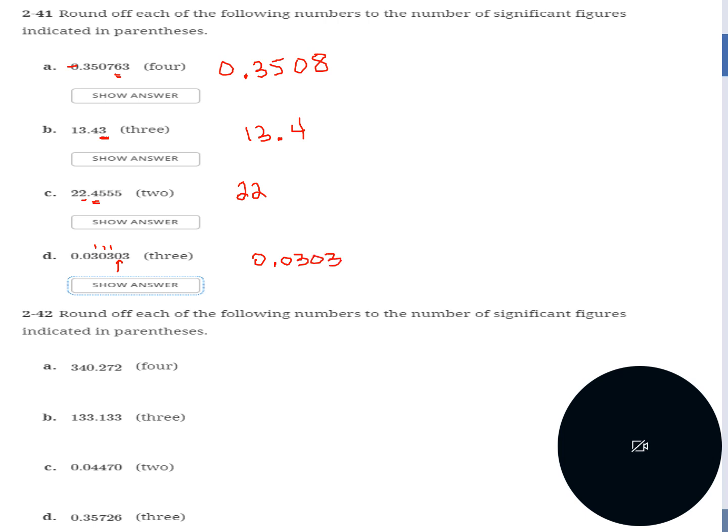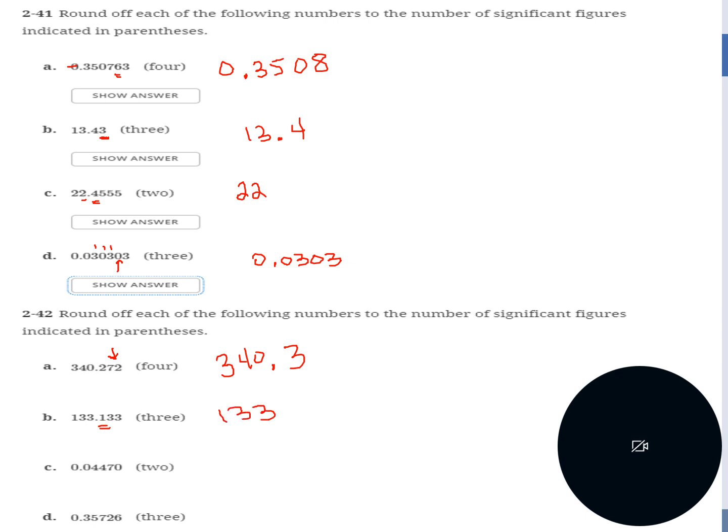Looks like the next one is a very similar question. We want 4 significant figures, so we look to the 5th digit and we look to that 7. It's big enough to make us want to round up, so 340.3. 3 significant figures, we look to the 4th significant figure. It's not big enough, so 133.